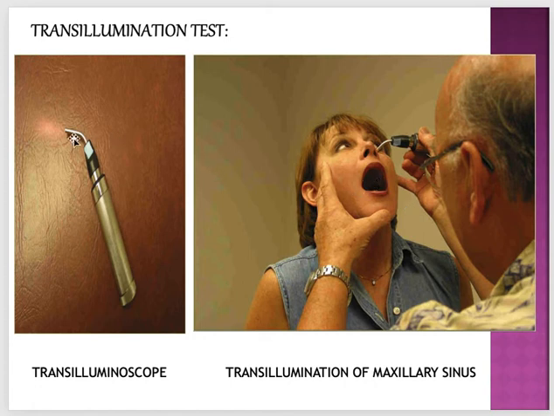So it's a torch or a lighting source which he puts on the sinus, and he will see how much light is coming through. If there is no sinusitis, or the sinus has no secretions inside, we can see more light here. But if the sinus is full of secretions, of course you will see less light. So this is called the transillumination test, which you can do in the clinic.